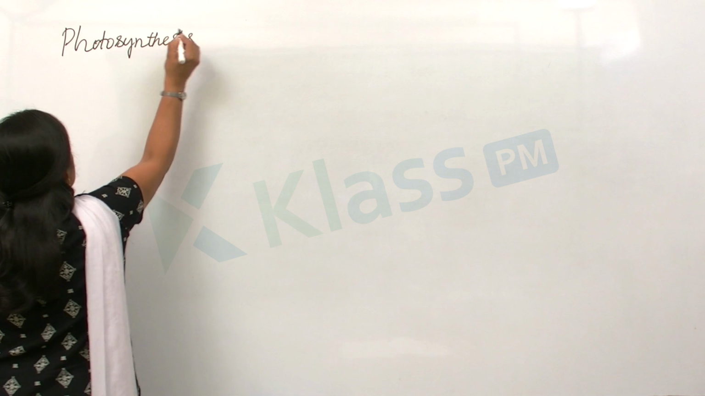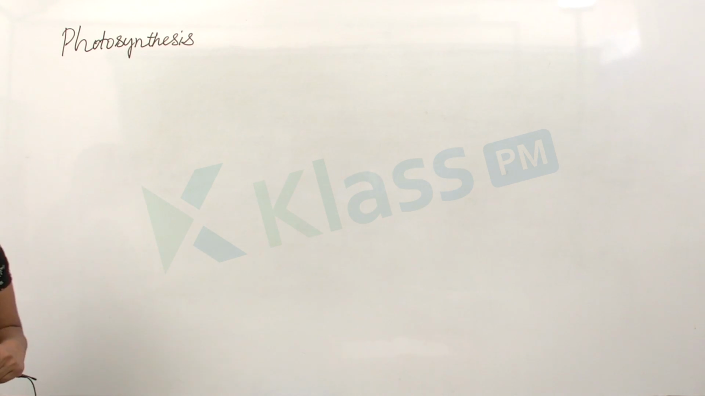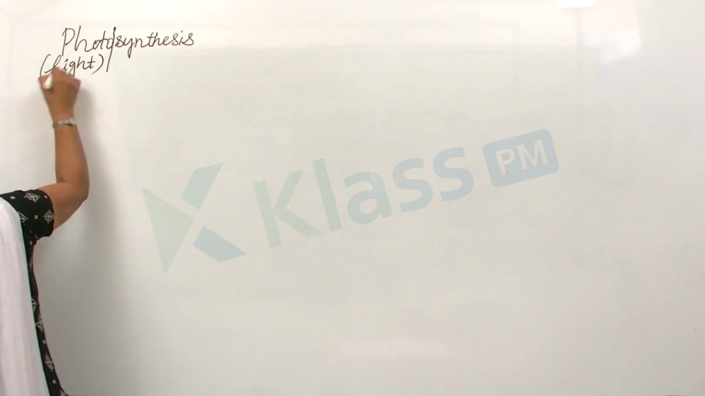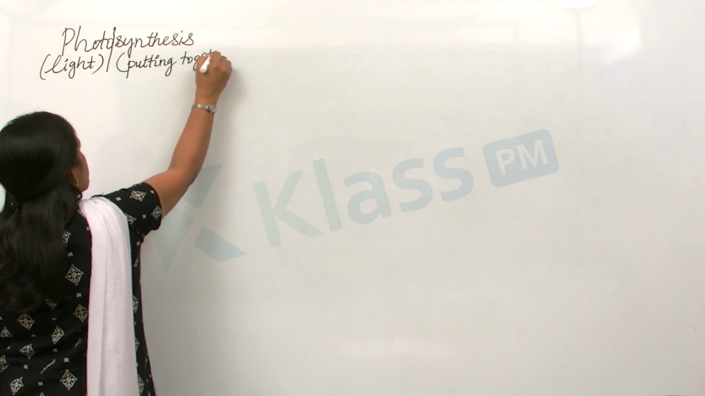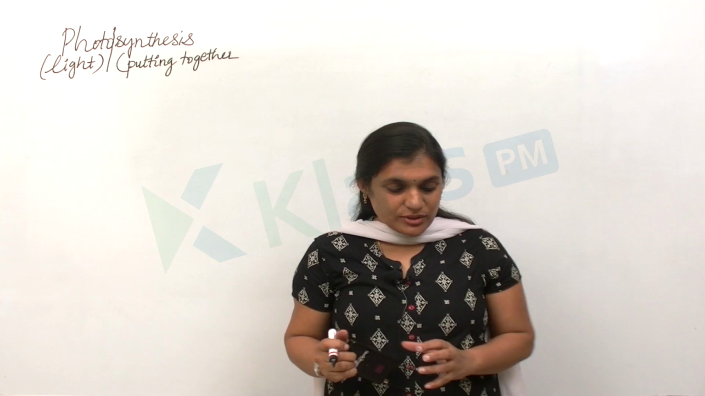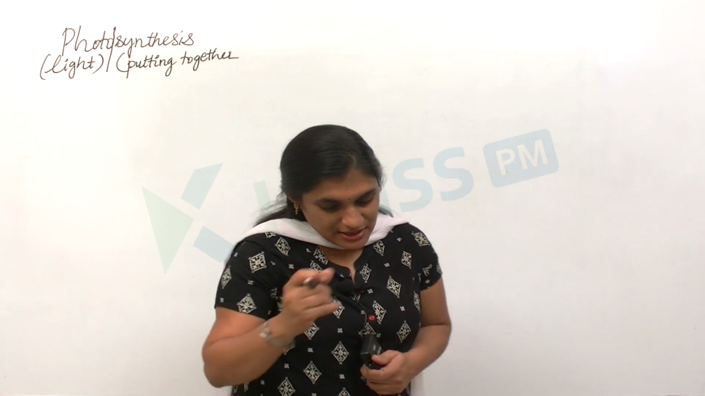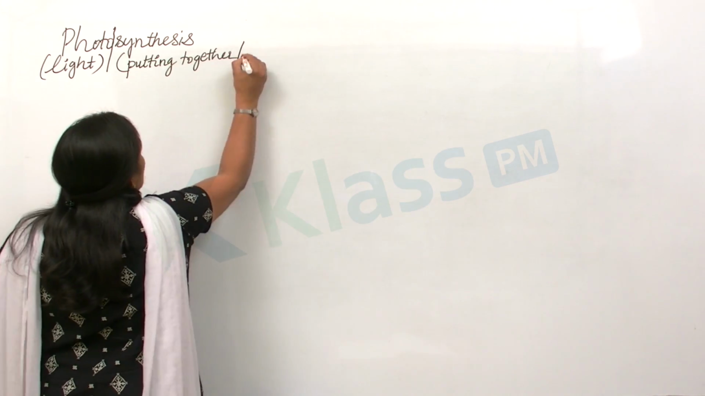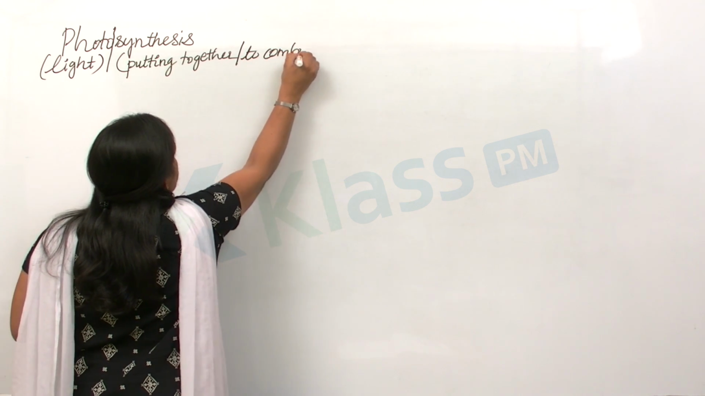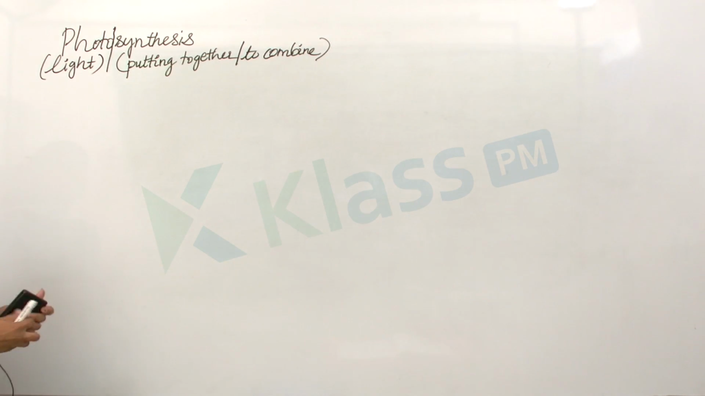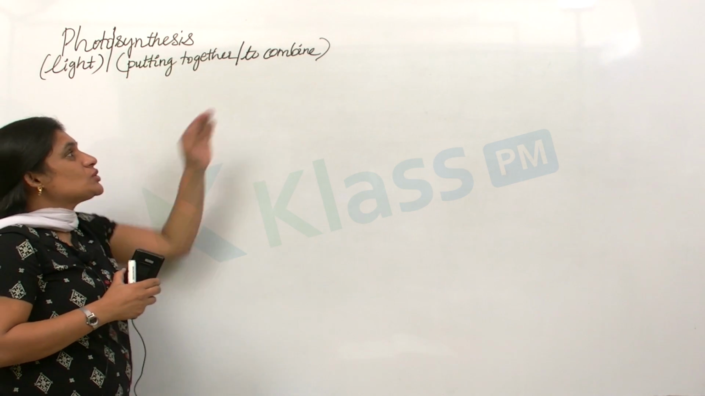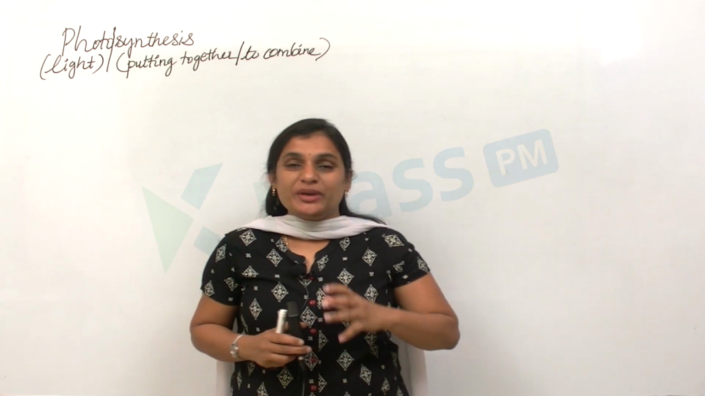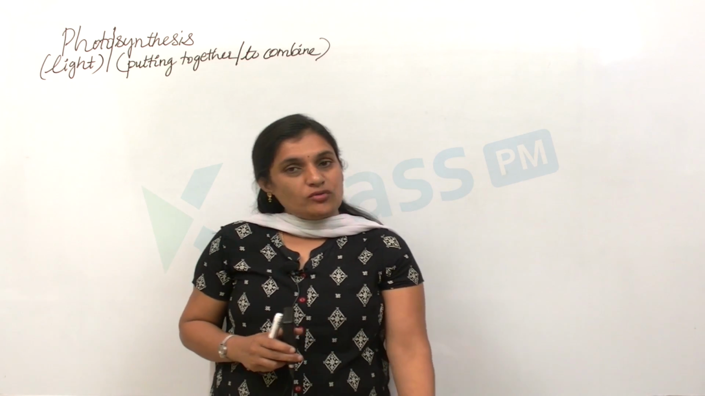Even before I start with photosynthesis, I wanted to tell you the meaning of the word. In Greek, photo means light, and synthesis means putting together, or to combine. So photosynthesis means photo is light, synthesis is putting together or to combine. This process of making food in plants is said to be photosynthesis.